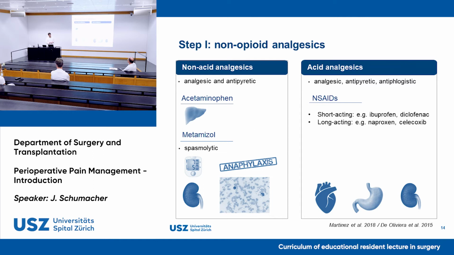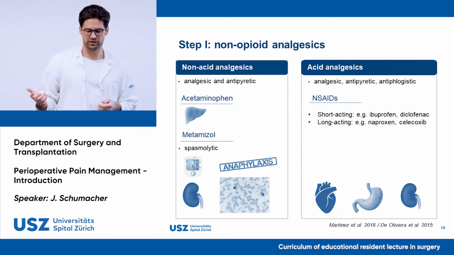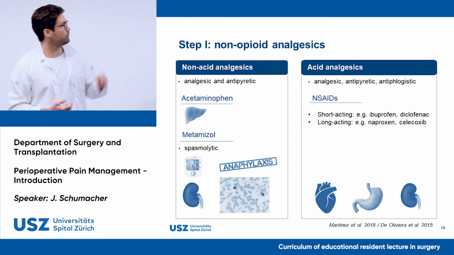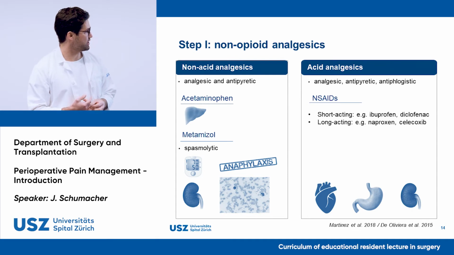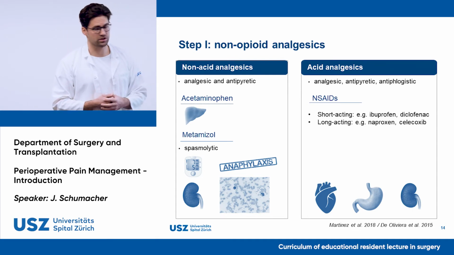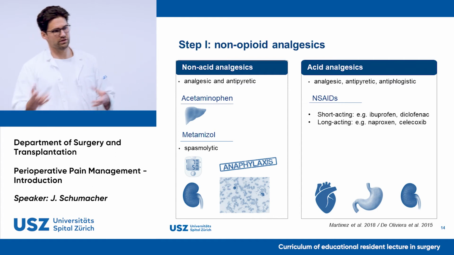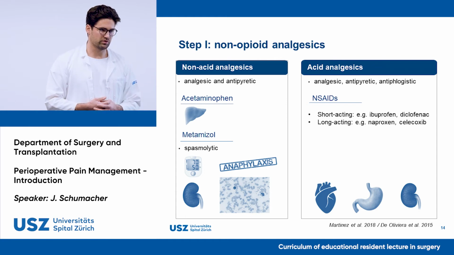For that, in step number 1, we can basically divide the non-acid and the acid analgesics. The non-acid analgesics have an analgesic and an antipyretic effect. We have, for example, acetaminophen, which we know as paracetamol, and metamizole, which is still used in some countries. And metamizole has an additional spasmolytic effect. Acetaminophen does not really count as a very strong painkiller, but it's very well tolerated and can be administered in several ways up to a maximum dose of around 4 grams a day due to its hepatotoxicity.